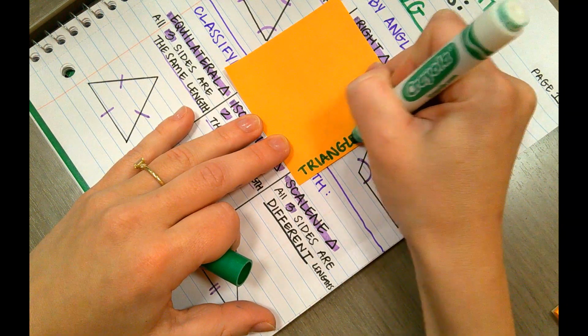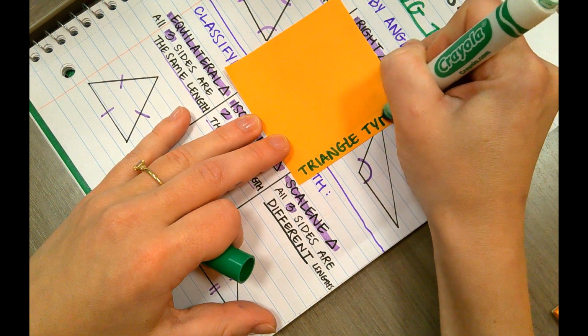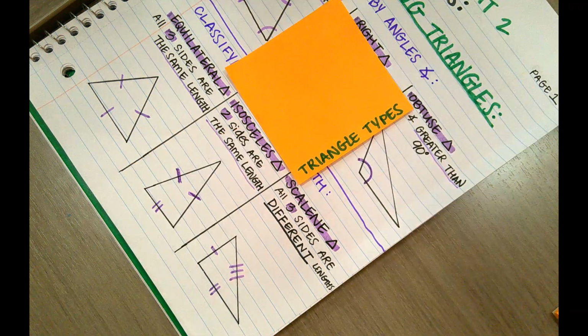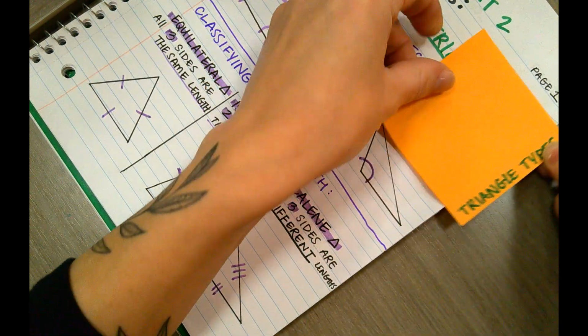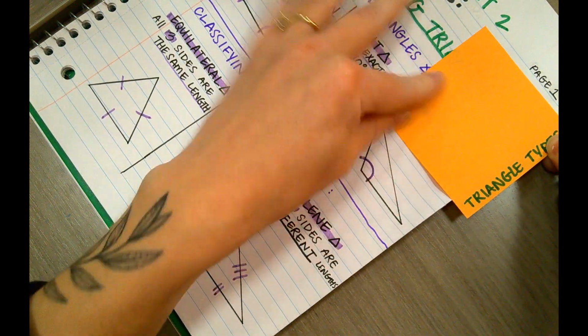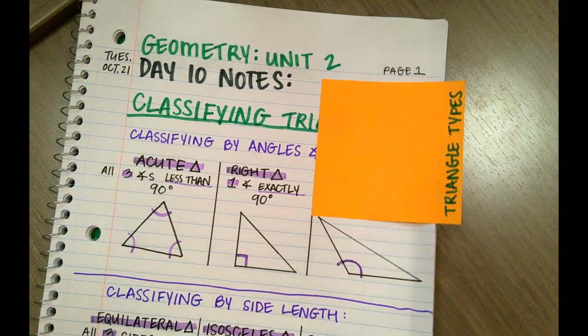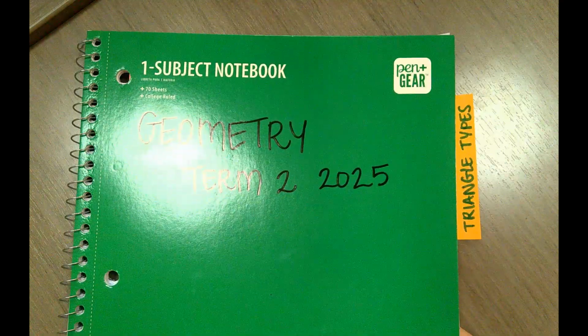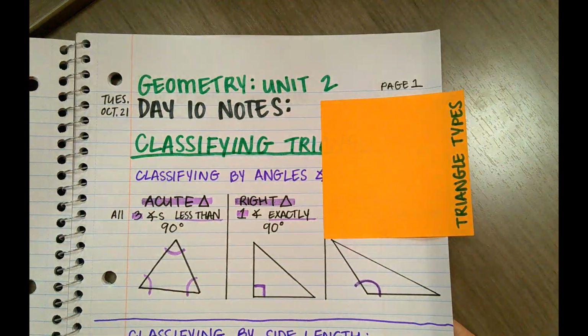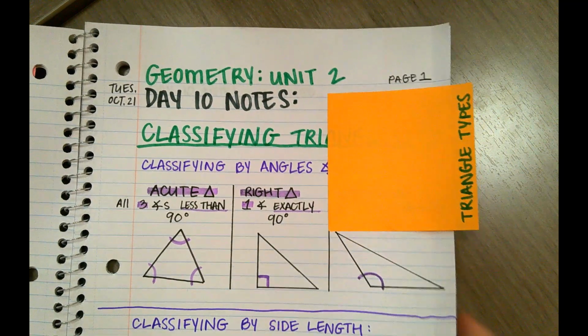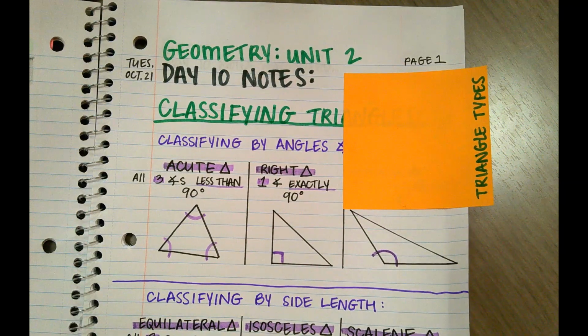Triangle types. This will make it much easier to find later. So I'm just going to put that right here. Stick it on. And now, when I close my notebook, boom, it's right there. Don't even have to search for it. I just go, oh yeah, there it is. I love making that. It makes your life easier.